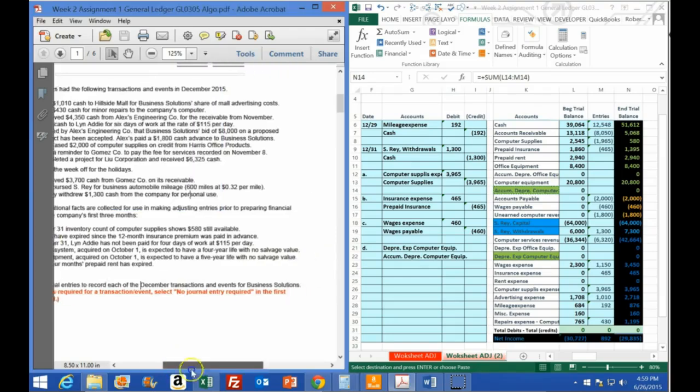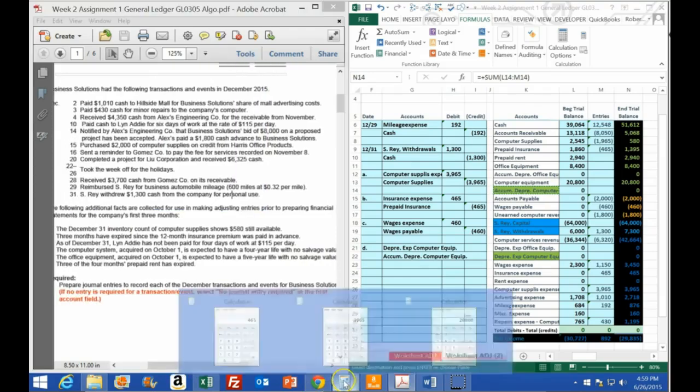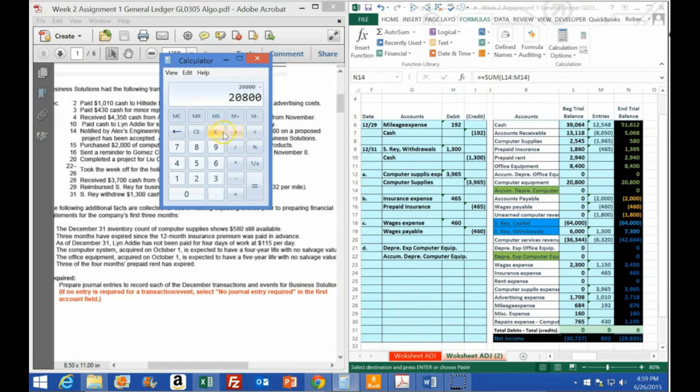they had the salvage, no salvage, and then divided by how many years do we have? The computer equipment acquired in October is expected to have a 4-year life, so divided by 4 would give us the yearly total, but we bought it in October, so now we need to bring it down to months. So I'm going to divide it by 12. That's October, November, and December because we bought it on the 1st of October. That's 3 months for this year that we've had it, so times 3, and that gives us 1003.